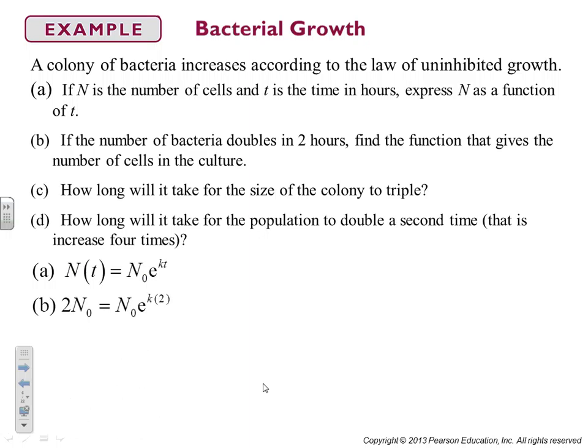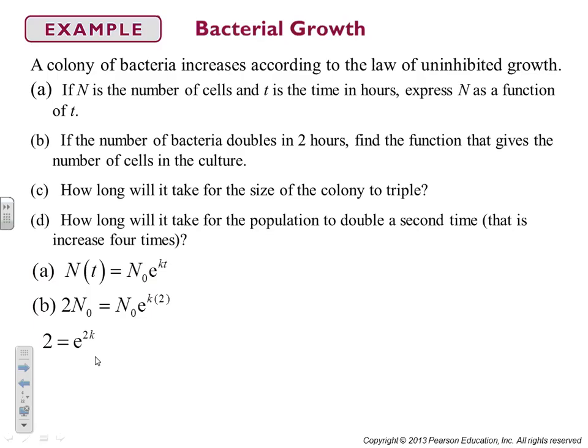B says we are going to double in 2 hours. So whatever our initial value is, we're going to have twice that amount in 2 hours. So what's going to happen to this n sub 0 when I divide both sides by n sub 0? N sub 0 divided by n sub 0 is equal to 1. 2 times 1 is 2. And then I have e to the k times 2.